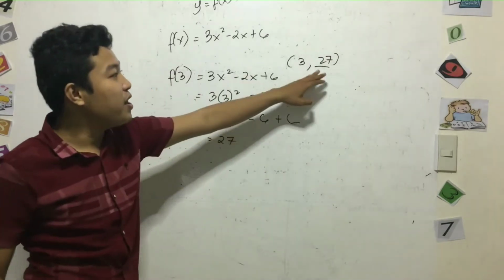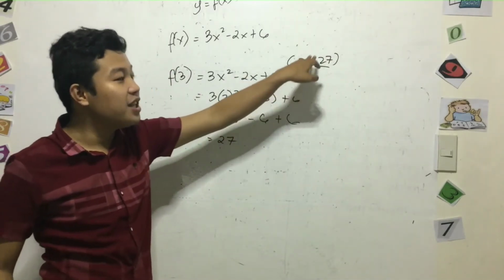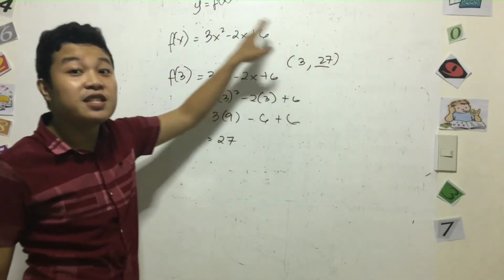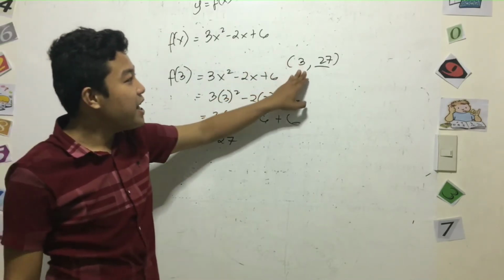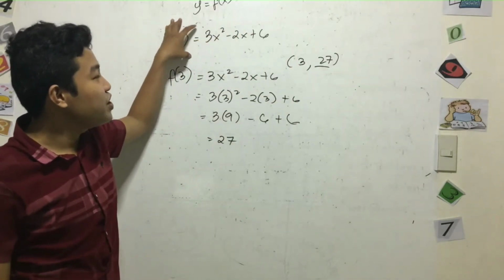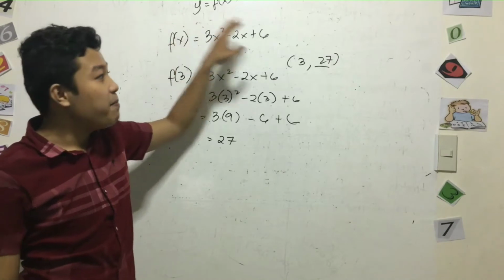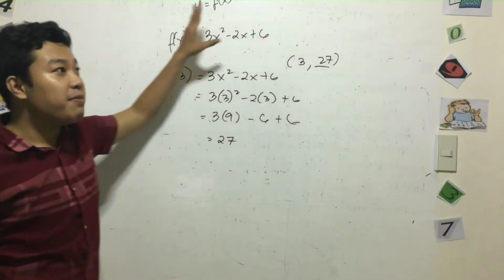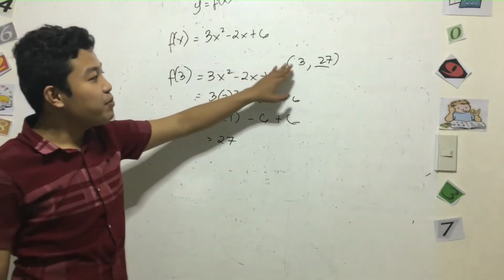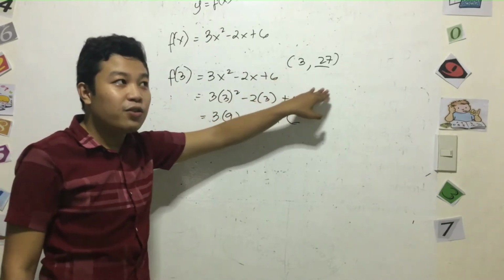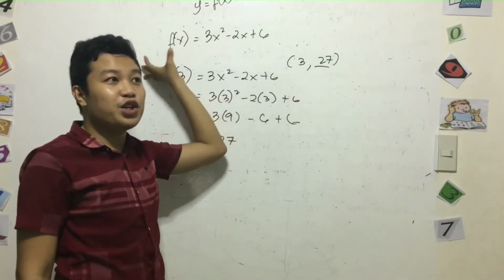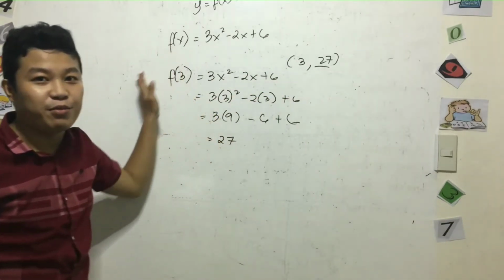And why it became 27 from 3, bakit siya naging 27? The reason is this function. Ang nagpagana ay yung f of x, which is 3x squared minus 2x plus 6 para maging 27. Pag nabago yung function natin, tapos 3 ang input mo, mababago din yung output mo kasi ibang function or ibang parang machine yung ginamit mo, no?